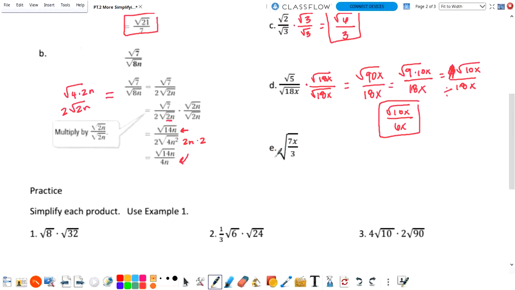All right, so notice here we have the square root of 7x over 3, so we need to first separate that. Okay, so in order to get rid of that square root of 3 on the bottom, we're going to multiply by the square root of 3. So 7 times 3 gives us 21, so the square root of 21x. The square root of 3 times the square root of 3 gives us 9, which we know is going to be a perfect square of 3. And that is actually as far as we can go on that one.